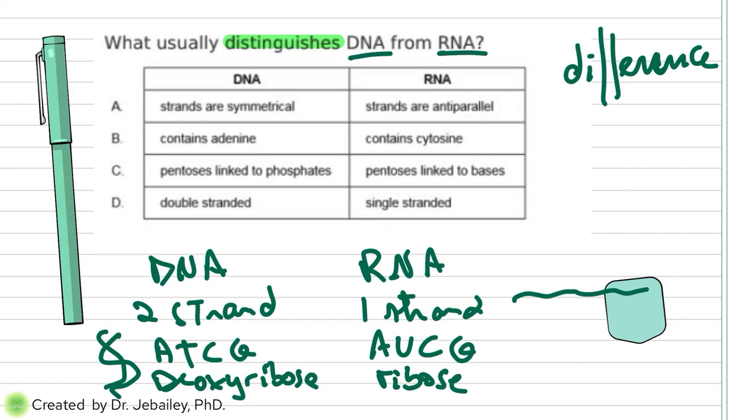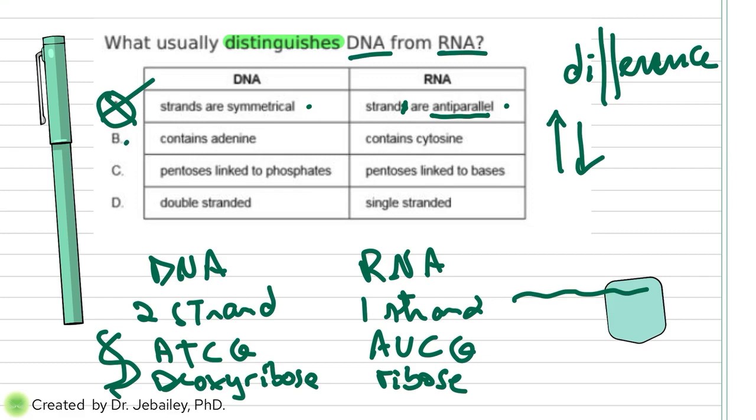So let's look here and see if there are any differences on this chart. For A, we would say the DNA strands are symmetrical, while the RNA strands are antiparallel. When you say the strands are anti-parallel, basically you're saying there are two strands and one is going this way and the other that way. That already kills it because RNA only has one strand, so it's supposed to be just one. So A is canceled.